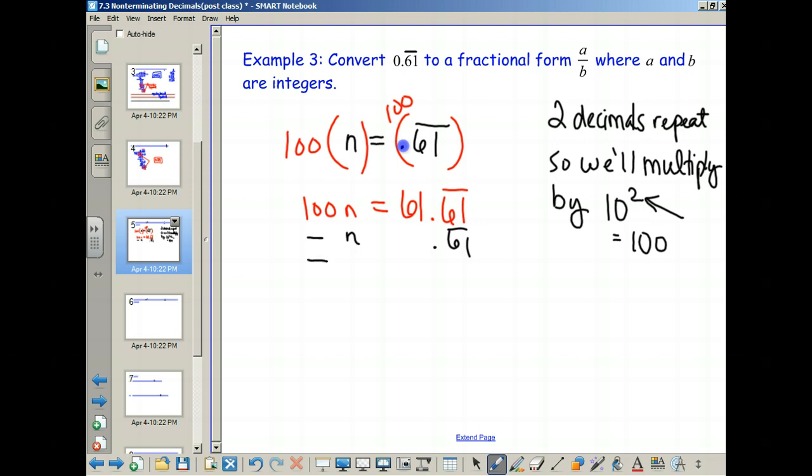Because they're equal, right? I do have this property of equations that says that whatever I do to the left-hand side, I do to the right-hand side. And that doesn't look the same, but it's the same, because n is equal to 0.61 repeating. Yes, Roger?